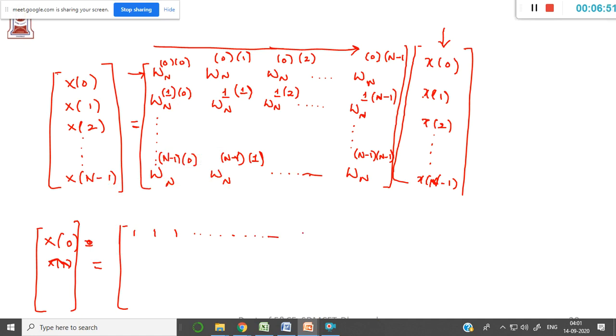And it continues, the last value is also 1.